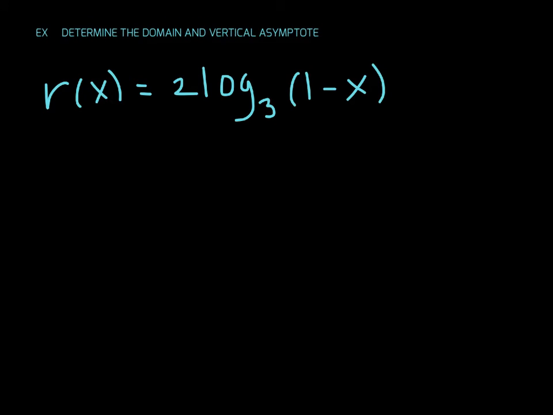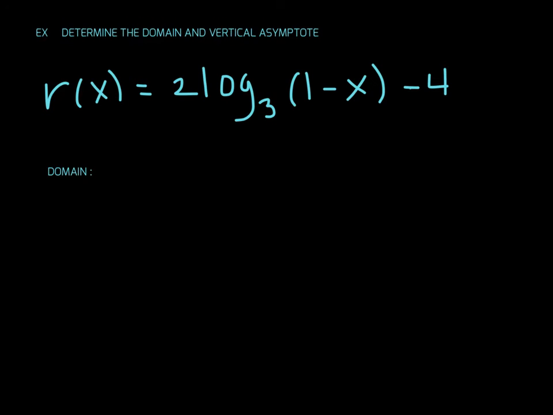Determine the domain and the vertical asymptote for the following function. Okay, so here is the function. It is going to be r of x equal to 2 times log base 3 of 1 minus x, minus 4. All right, cool deal. Let's go for the first things first. Let's talk about domain.